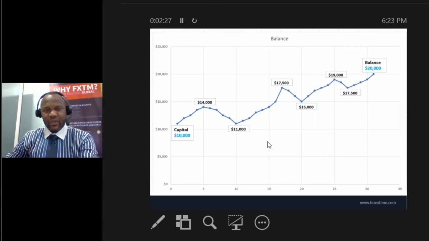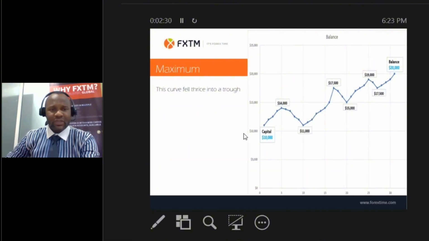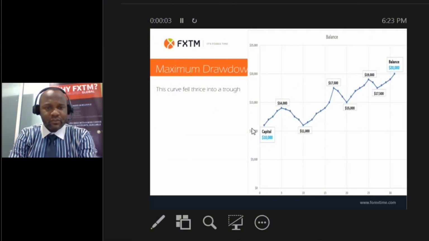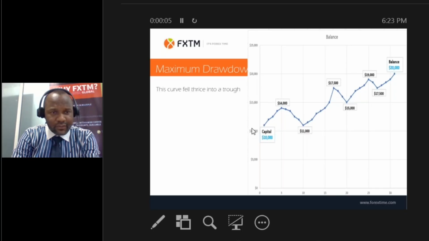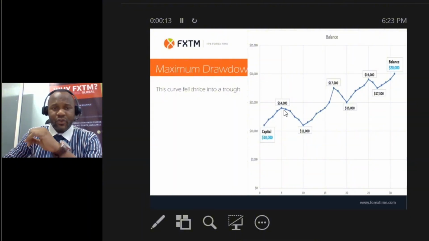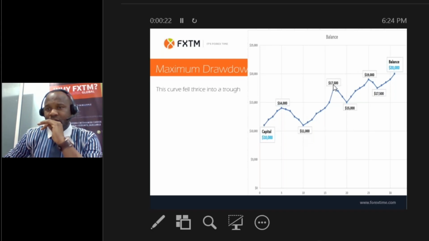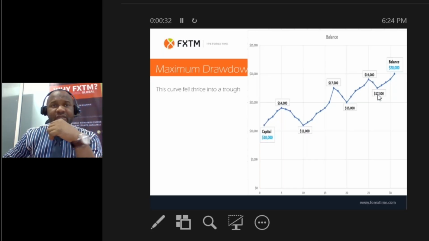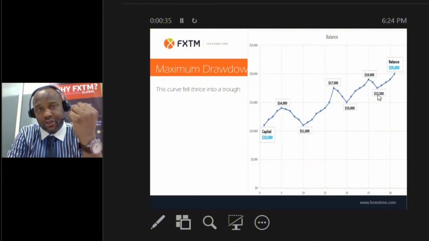So let's look at it now. So maximum drawdown still. So this curve fell 3 times. If you look at this curve, it fell 3 times into a trough. So the first time it fell from 14,000 down to 11,000. It rose up again to 17,500. Second time it fell into a trough was $15,000 from 17,500. It rose up again to 19,000. And the third time it fell was from 19,000 to 17,500. So 3 times it fell into a trough.